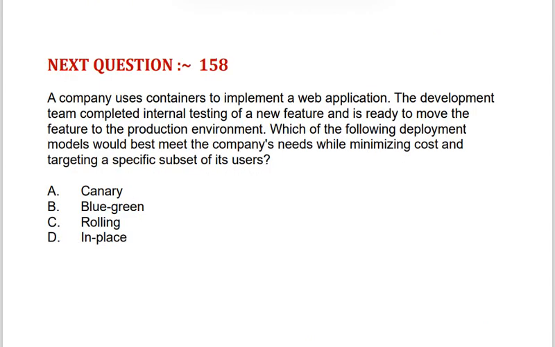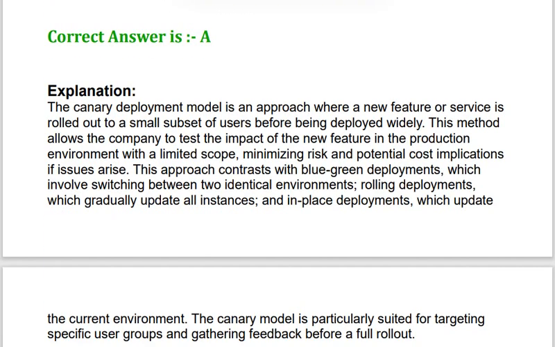Question is, a company uses containers to implement a web application. The development team completed internal testing of a new feature and is ready to move the feature to the production environment. Which of the following deployment models would best meet the company's needs while minimizing cost and targeting a specific subset of its users? Option A, Canary. Option B, blue-green. Option C, rolling. Option D, in place. Correct answer is option A.